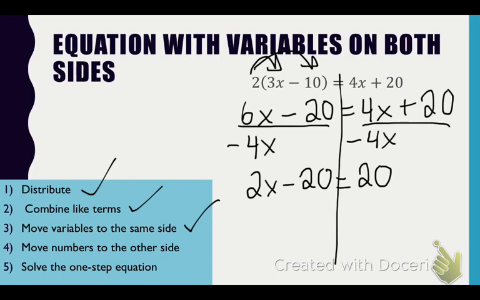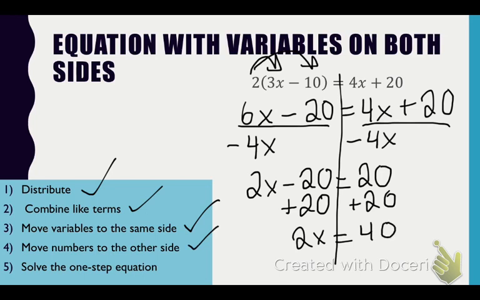Then I'm going to move the numbers to the other side. So I'm going to do that by adding 20 because that's the opposite of minus 20. So 2x equals 40. And then lastly, I'm going to solve the one-step equation by dividing. I'm going to do the opposite of what's happening. This is 2 times x. So I'm going to divide both sides by 2. So x equals 20.